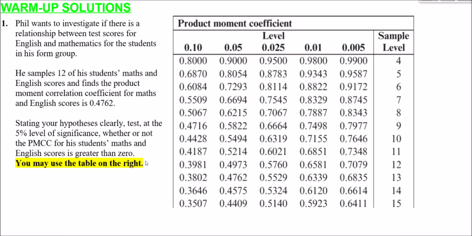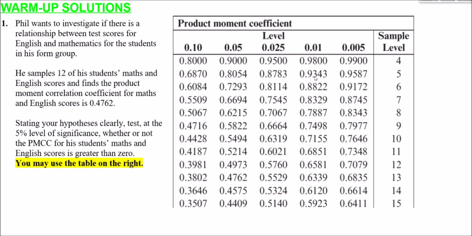So for question 1, Phil wants to investigate if there is a relationship between the test scores for his English and mathematics for the students in his form group. So his form group do English and maths, he wants to see if there's a relation between the two. He samples 12 of his students' maths and English scores and finds the product moment correlation coefficient for maths and English scores is 0.4762. Stating your hypotheses clearly, test at the 5% level of significance whether or not the PMCC for a student's maths and English scores is greater than 0. In other words, let's test if there is evidence of positive correlation. You may use this massive table on the right, which gives the percentage points for 0 correlation.